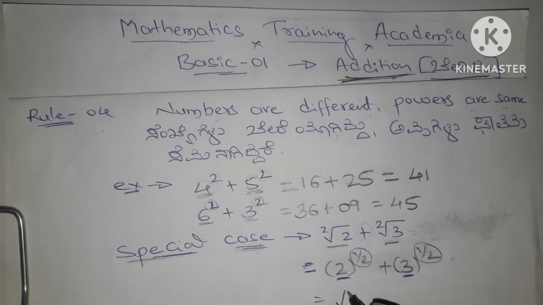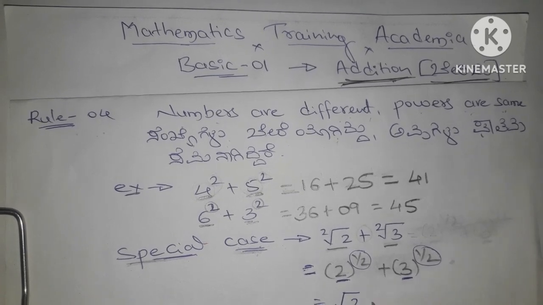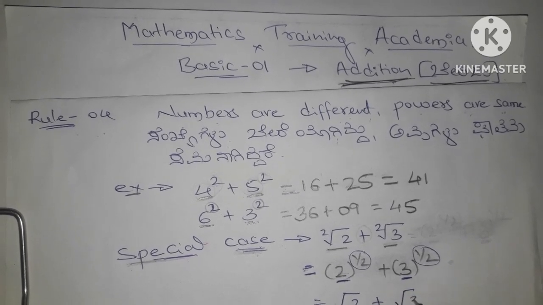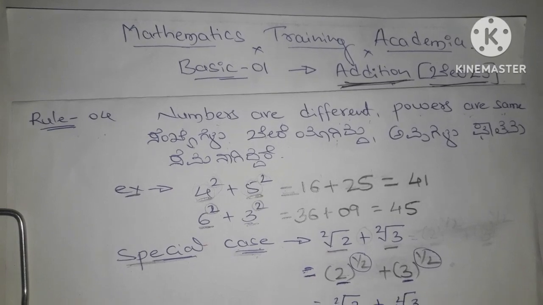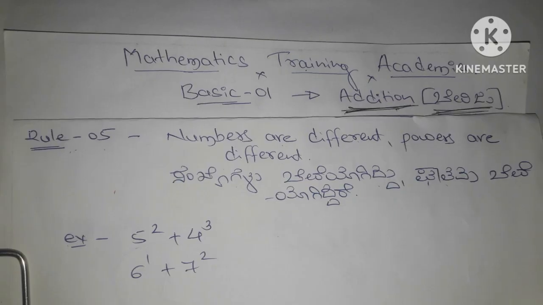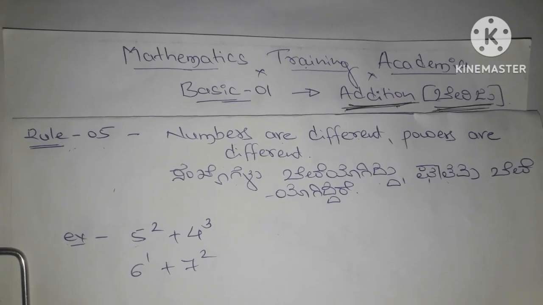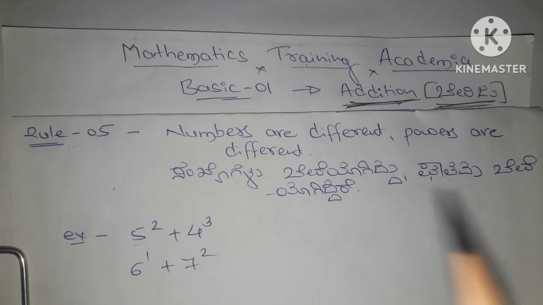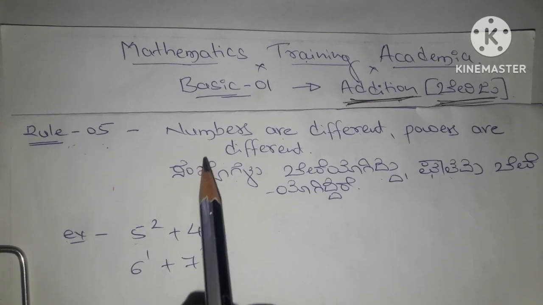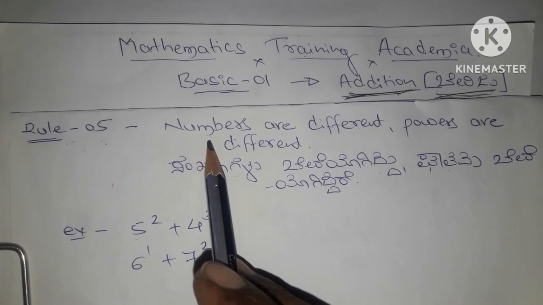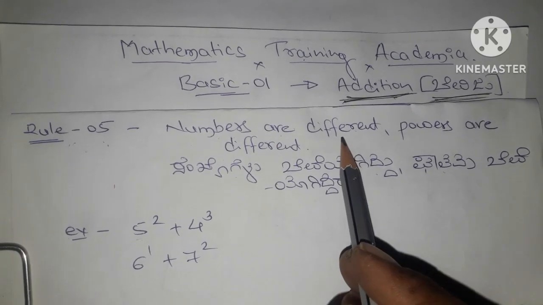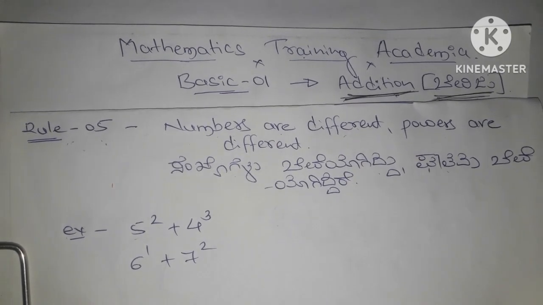So we just write root 2 plus root 3. Okay, here is our answer. The last rule that we are going to learn here is rule number 5. In rule number 5 we have numbers that are different and their powers are also different.